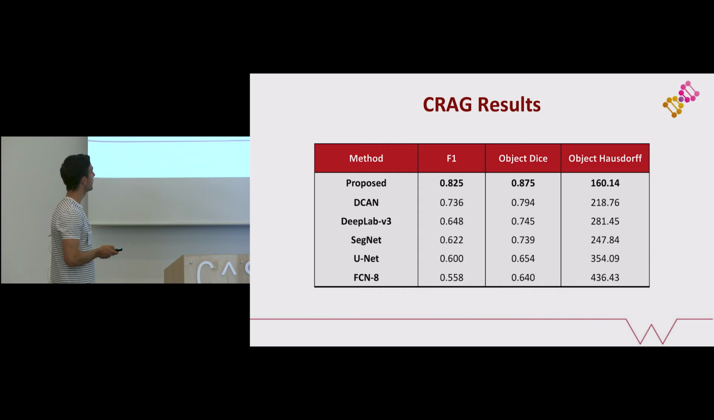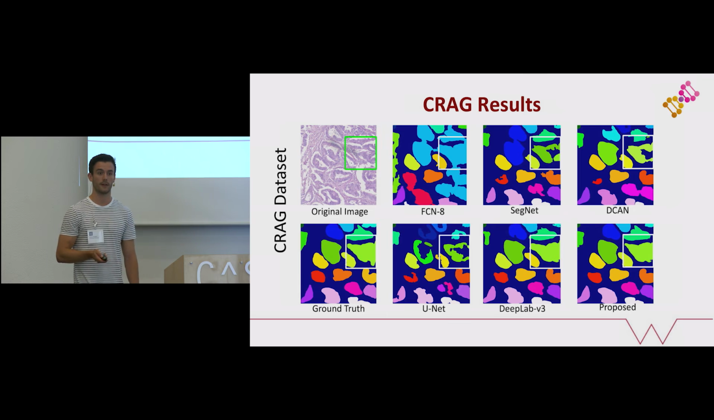For the CRAG dataset, we choose to compare with some of the current methods, and we also achieve state-of-the-art performance significantly. Now this dataset is a lot more tricky. There are a lot of instances where they're very hard to segment, but our method does a very good job in achieving gland instance segmentation and looks very similar to the ground truth, whereas a lot of the other methods fail to make a successful segmentation.